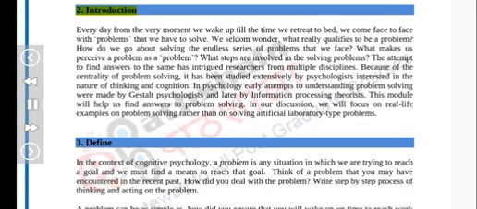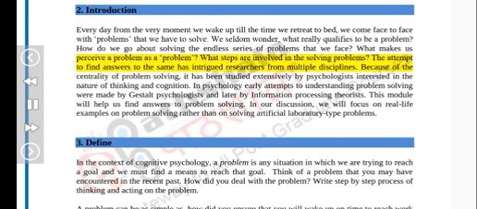Introduction. Every day, from the very moment we wake up till the time we retreat to bed, we come face to face with problems that we have to solve. We seldom wonder, what really qualifies to be a problem? How do we go about solving the endless series of problems that we face? What makes us perceive a problem as a problem? What steps are involved in solving problems?